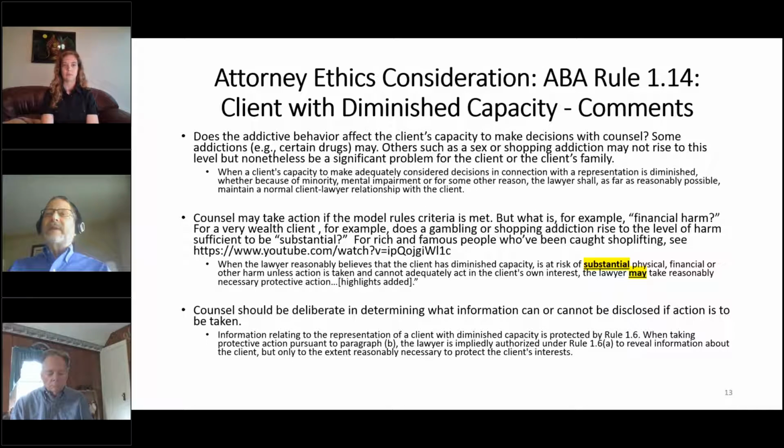Now, in Jonathan's example, the financial harm led to physical harm, but you really need to think this through. There's an interesting article on shoplifting by rich and famous people, and I've had a couple of clients over the years, very, very wealthy, who could afford to buy the chain of stores that they went into, but nevertheless would go in and shoplift.